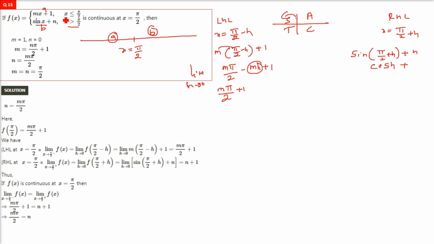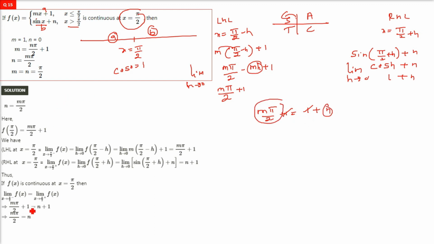So this is n. So cos h plus n, now apply the limit here also, and when h is 0, what do you get? Cos 0 is 1. So h tends to 0. Cos 0 is 1. This is 1 plus n. So left hand limit and right hand limit we are going to equate. X is pi by 2. So let us equate it. M pi by 2 plus 1 is equal to 1 plus n. 1 gets cancelled. M pi by 2 is equal to n.